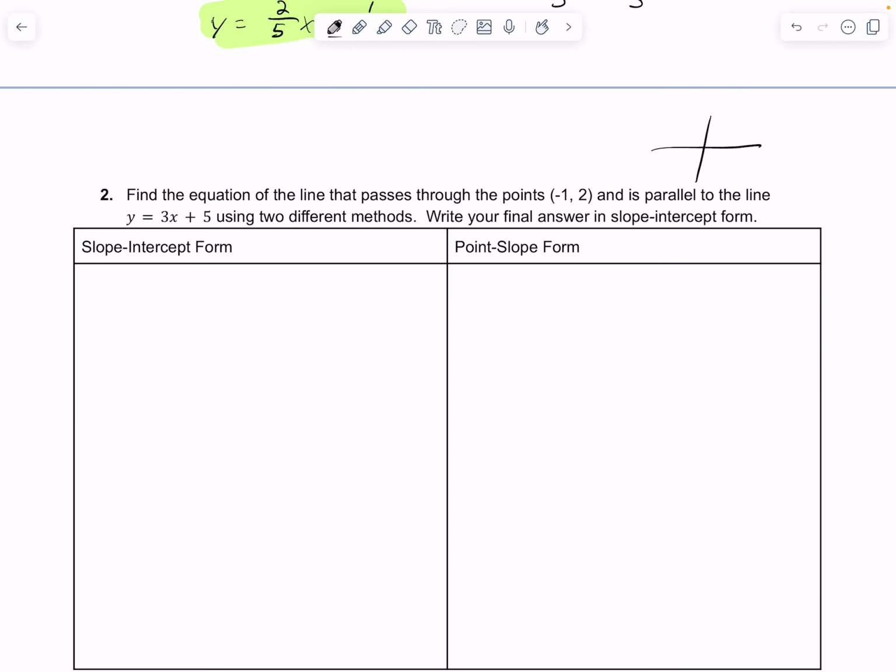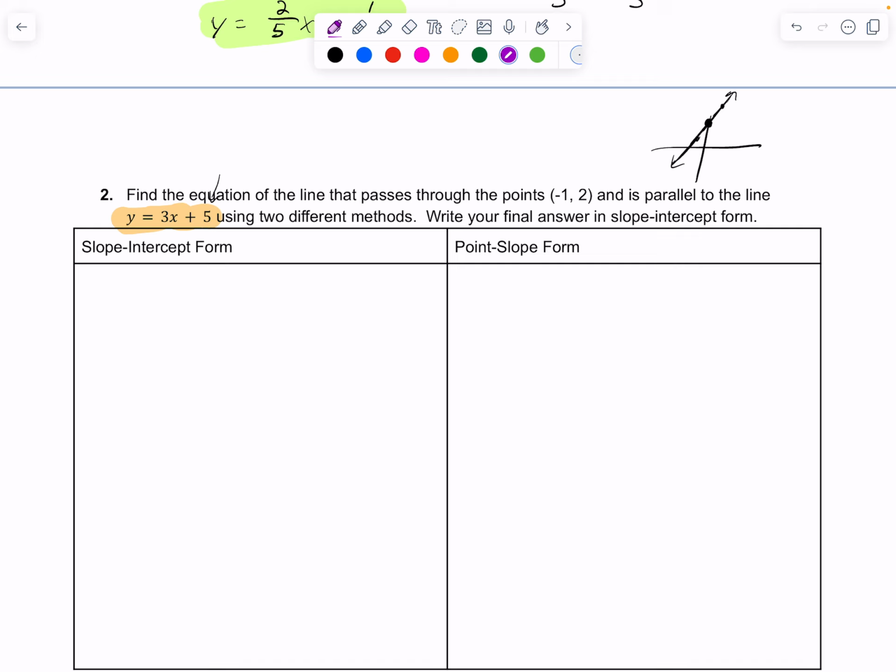So if I were to graph this line here, y equals 3x plus 5, that's a y-intercept of 5, so let's say up here. The slope is 3, so I go up 3, right 1, or down 3, left 1, so it looks something like this, or just a sketch. And we want to find a line that's parallel to this, so again, the same exact slope, never touches it, going through the point -1, 2.